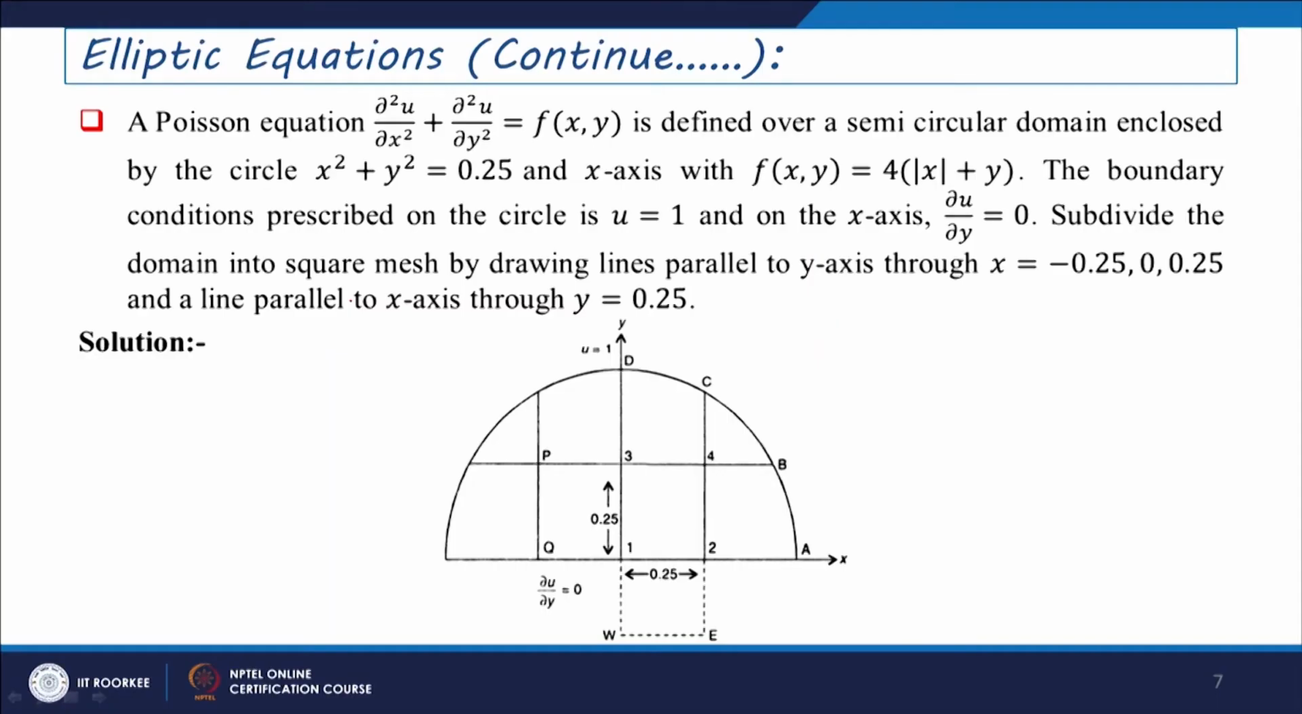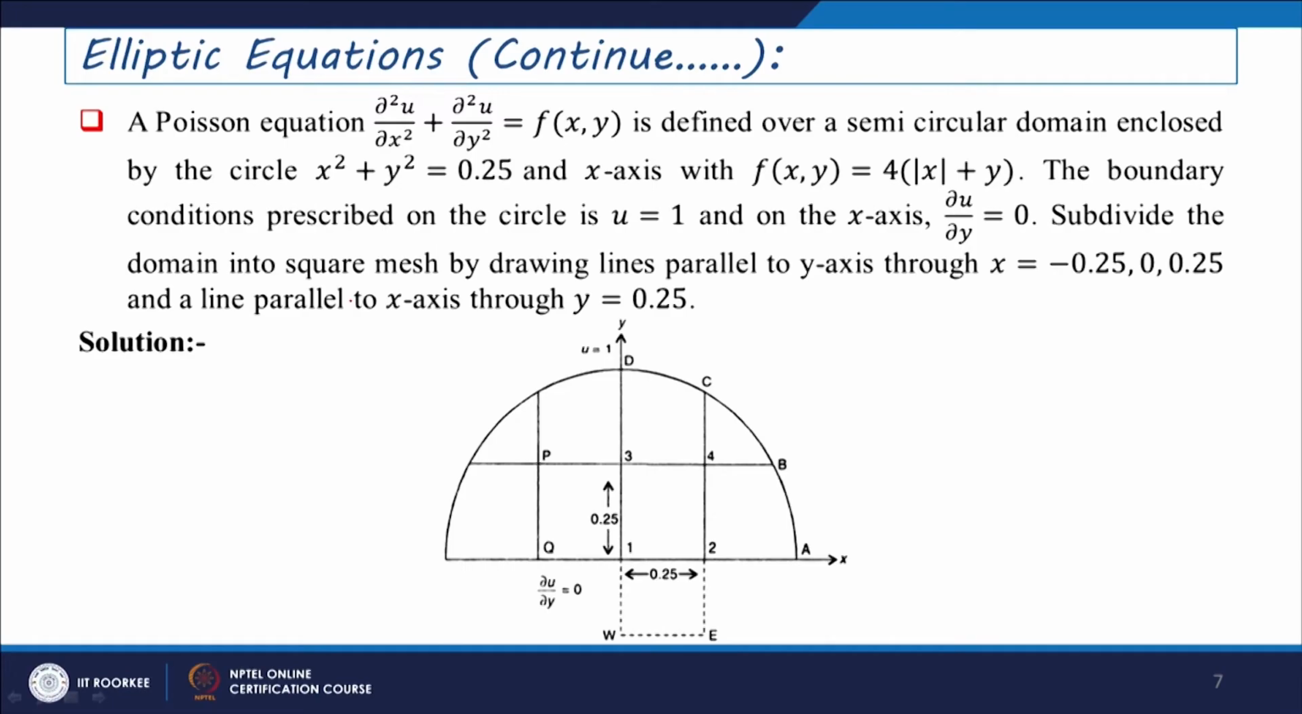We are considering here this problem, which is a semicircular domain, where irregular grid points can be chosen to find the solution. So, for this Poisson equation, the problem is given like del square u by del x square plus del square u by del y square equals f of x y, defined over a semicircular domain enclosed by the circle x square plus y square equals 0.25, and the x axis, with f of x y equals 4 into mod of x plus y.